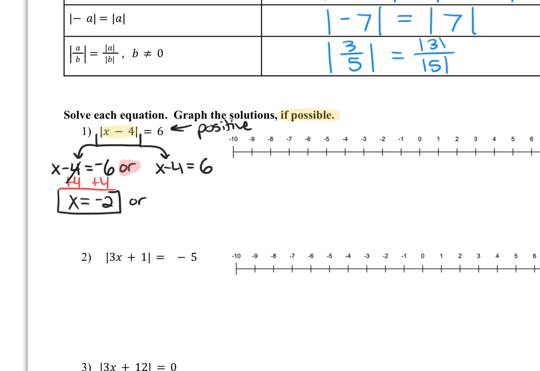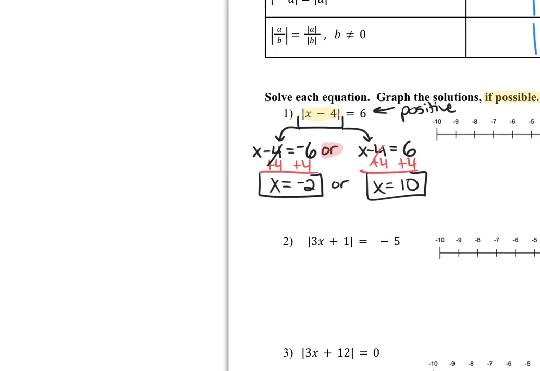Or the other one, I'm going to do the same thing. Same step, still have plus 4. Do I get the same answer though? No. What do we get? 10. Okay? If we were to plug it back in, I'll do it off to the side here. You guys don't have to do it, but I just want to show you. Miss Heron's not making stuff up, I promise.